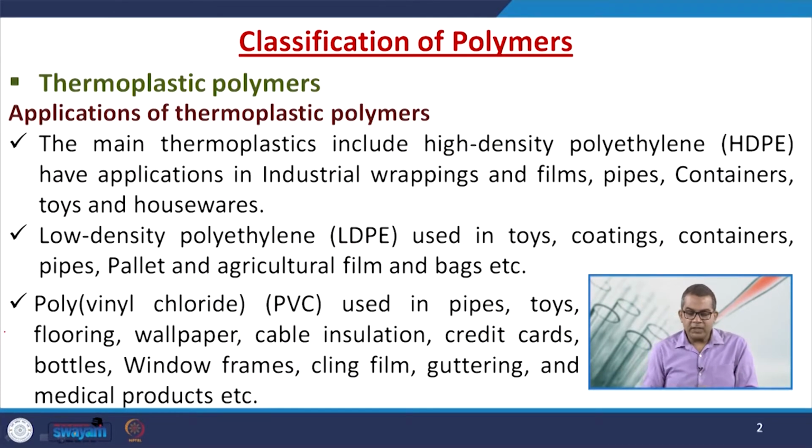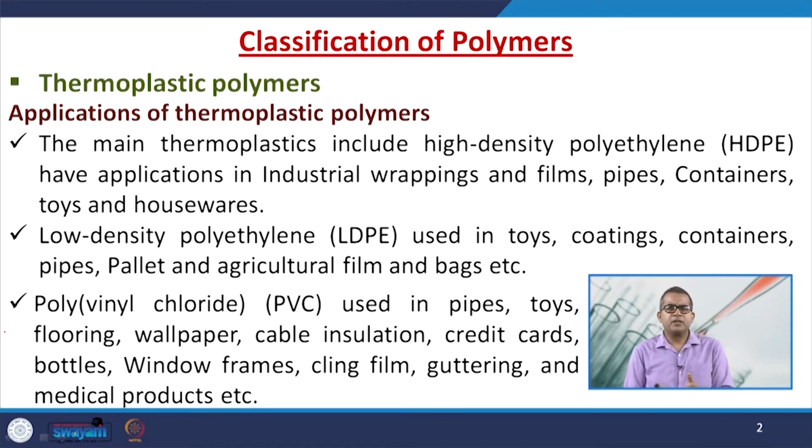Now, the main thermoplastic polymers which we were discussing, we may use as industrial wrapping, film, pipe, containers, toys, housewares, etc. And LDPE, which is referred to as low density polyethylene, is used in toy coating, containers, pipe, different types of pallets. These pallets are sometimes used as supporting materials for various kinds of applications, sometimes agricultural films, bags, etc. PVC is a very common thing, and all of you are aware of their various applications. They are mostly used in pipe, toys, floorings, etc.